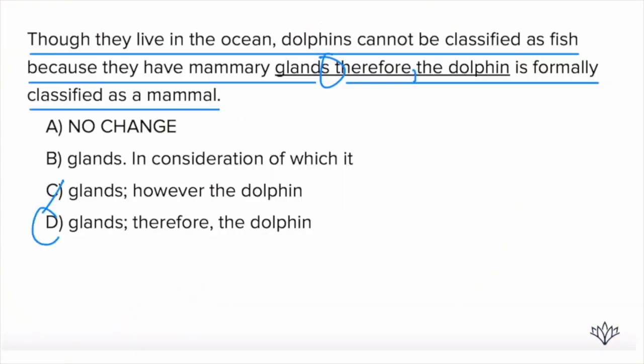So answer choice D is perfect. It's exactly what we came up with. So remember, anytime you have two independent clauses, you need something in between them. It can be a period, a conjunction, or a semicolon.